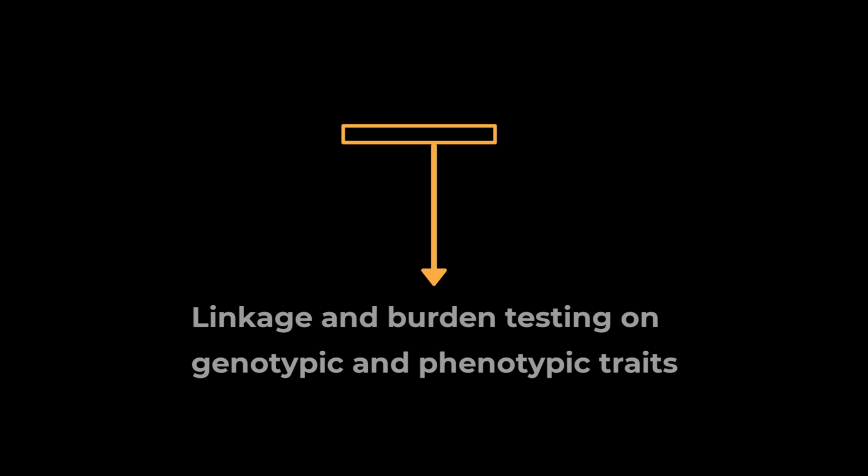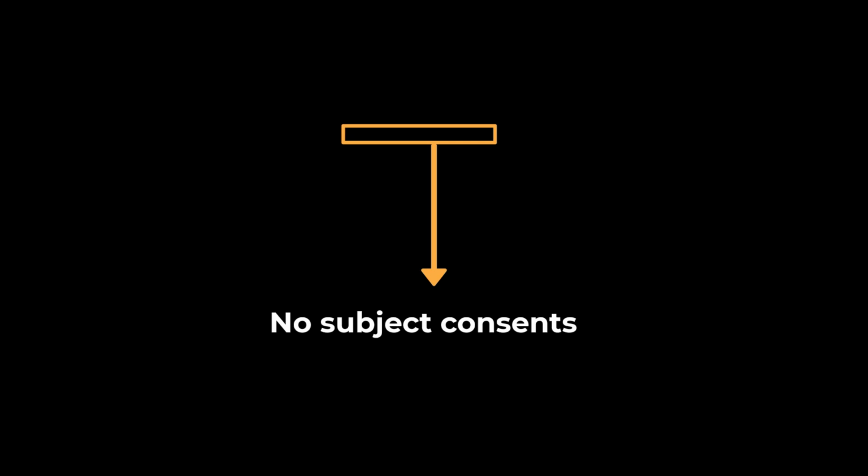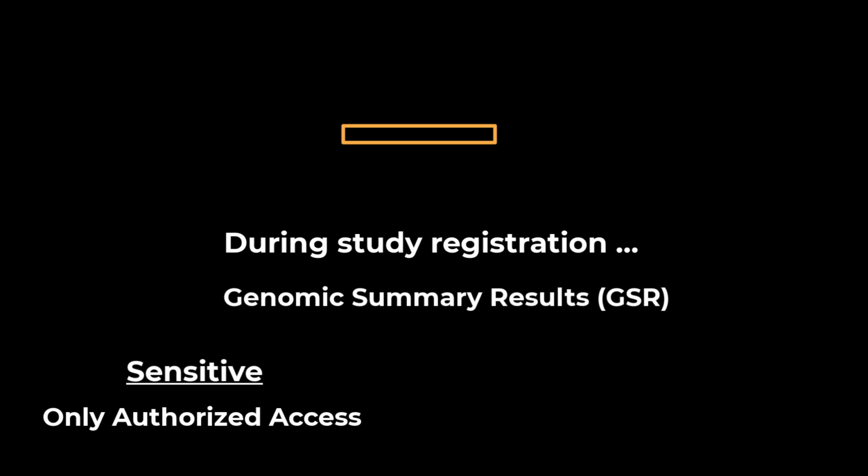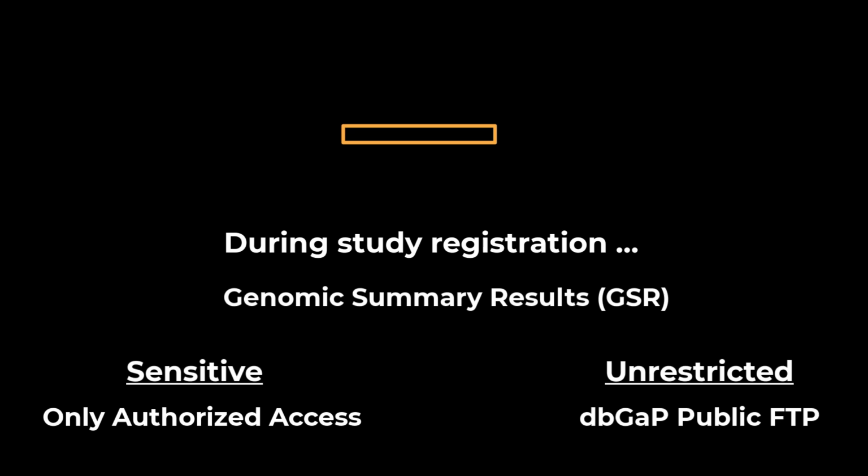And if you have genomic summary results from genomic association studies, those could be submitted under the association analyses component. These include linkage and burden testing on genotypic and phenotypic traits. Since these are summary level data, not individual level data, there are no subject consents tied to these analyses. So during the study registration process, the study should be marked as either Genomic Summary Results, or GSR, sensitive and only distributed through authorized access, or marked as unrestricted and available through dbGaP's public FTP.